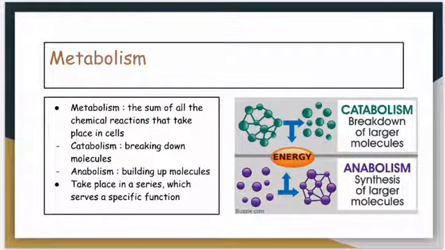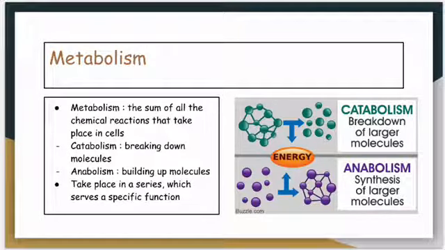Since we've got a basis for energy, let's learn about metabolism. Metabolism can be defined as the sum of all chemical reactions that take place in cells. There are 2 types of metabolism: catabolism, which is the breaking down of molecules, and anabolism, which is the building up of molecules. Metabolic reactions take place in a series, or pathway, each of which serves a specific function. These multi-step pathways are controlled by enzymes and enable cells to carry out their chemical activities with remarkable efficiency.